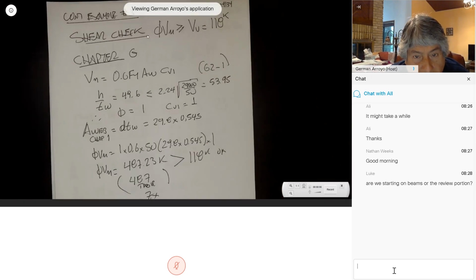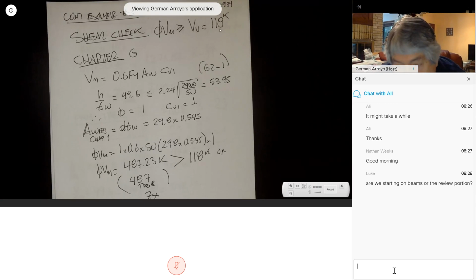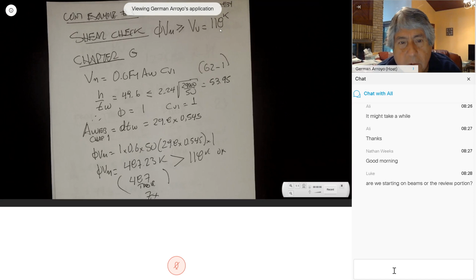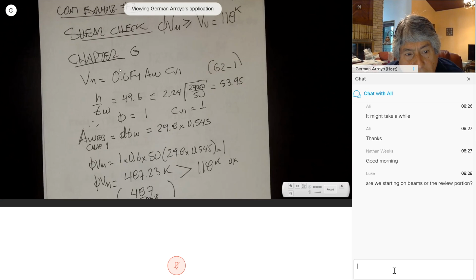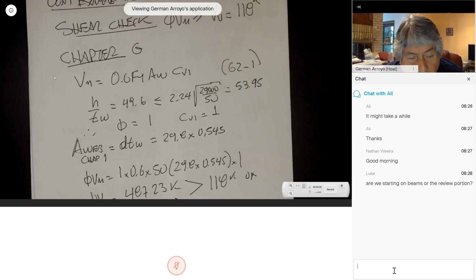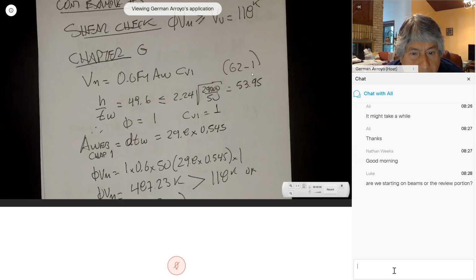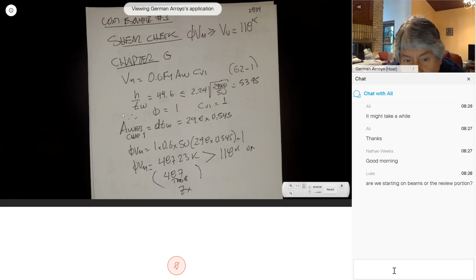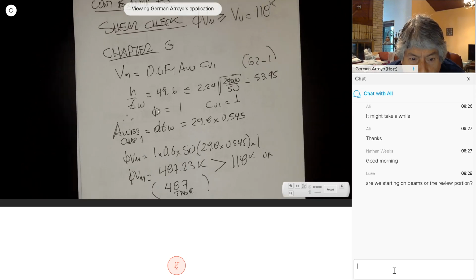The design strength has to be larger than the required 118. And like I mentioned before, if and only if we had to revise because we had a new section, this will change a little bit. Also, the moment will change a little bit. This is the equation that we just saw in chapter G: nominal capacity 0.6 Fy, the area of the web, and Cv, equation G2-1. h over tw came from chapter 1. This is smaller than 2.24 square root of E over Fy, 29,050. So phi is 1, Cv should be equal to 1.